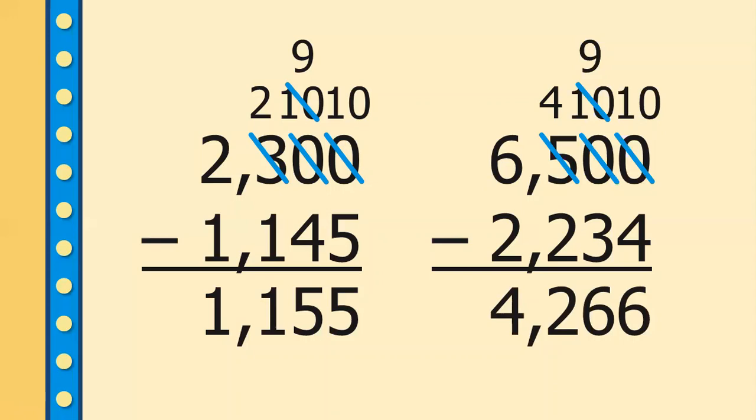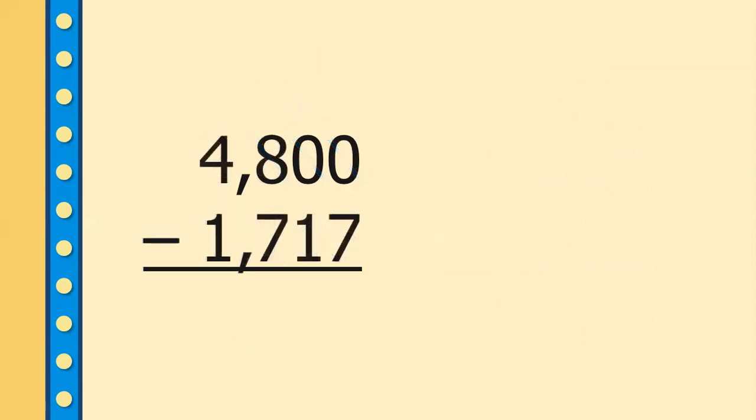4,266. Again, if you did not get this answer, pause this, rewind it, go back over the steps we did and see where you messed up, because you need to remember to line up your digits, and you need to make sure that you're borrowing accurately. Those are some big mistakes that kids make. All right, here's another one to try on your own. 4,800 minus 1,717. Again, pause it and then resume once you have the answer, and we'll see if our answers line up.